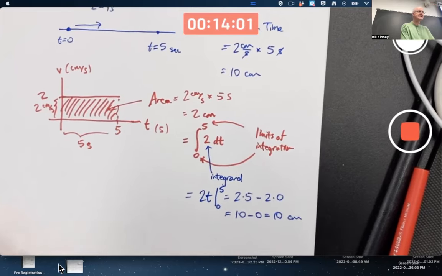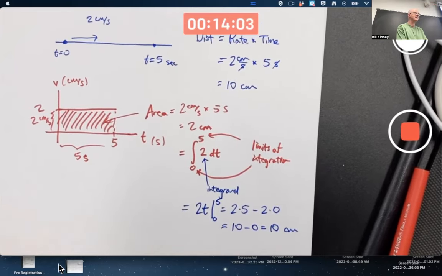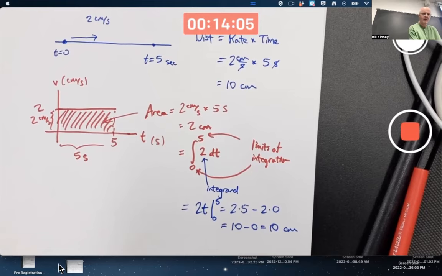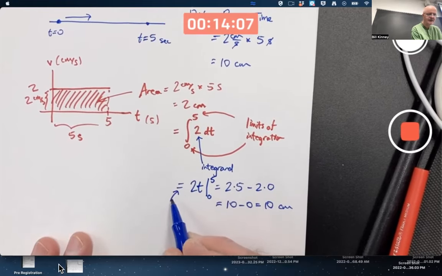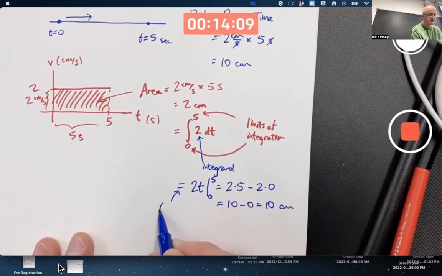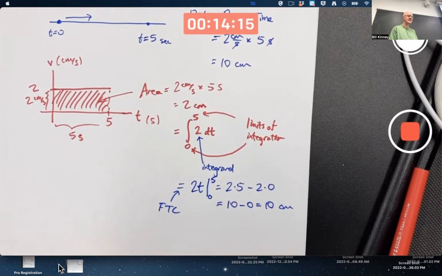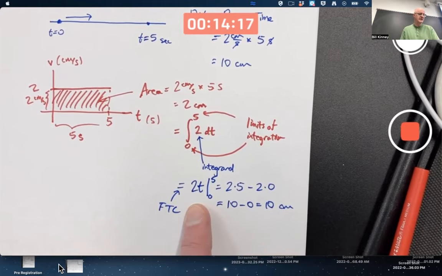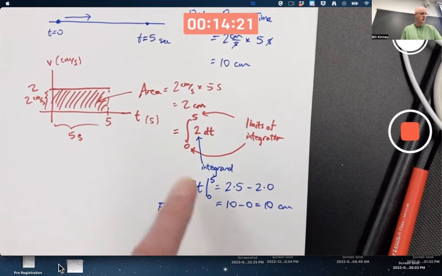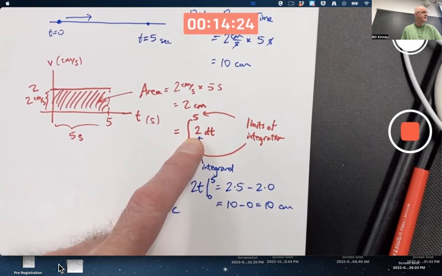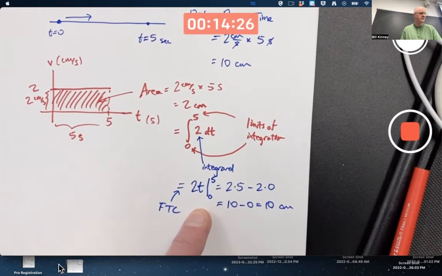Can I clarify anything? This is the simplest kind of example. And yeah, what I used here is called the fundamental theorem of calculus. You could write it all out. I'm just going to write FTC for short. Fundamental theorem of calculus, illustrating that I used an antiderivative 2t. What is an antiderivative? Its derivative is 2, the integrand function. I'm using that antiderivative and plugging in the limits of integration to find the area.